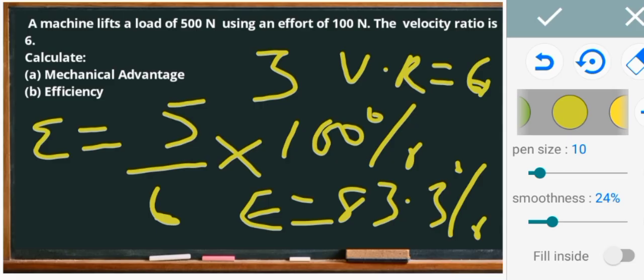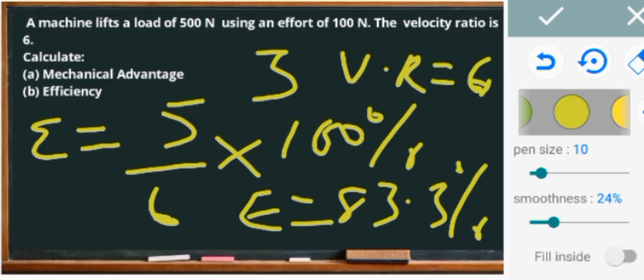So we calculate our efficiency again, which equals mechanical advantage over velocity ratio times 100%. Don't forget, our mechanical advantage is 5 and velocity ratio is 6. 5 over 6 times 100%. That is 500 over 6, which will give us 83.3%.